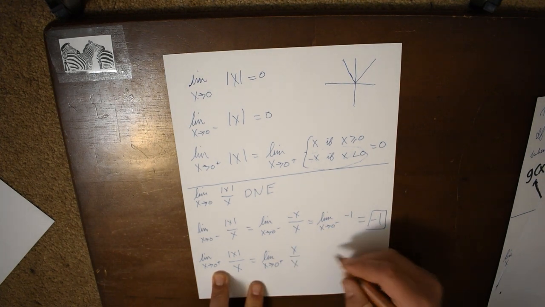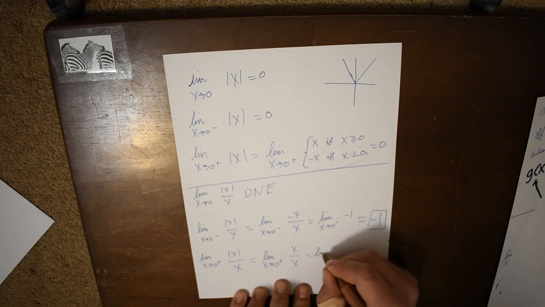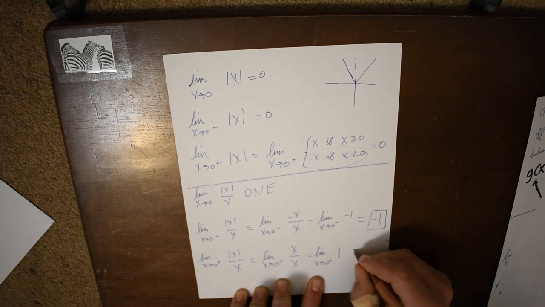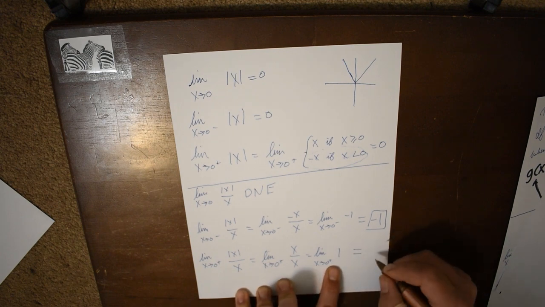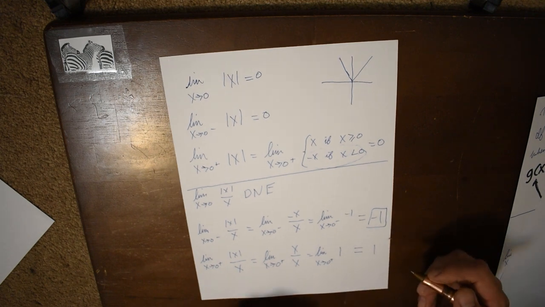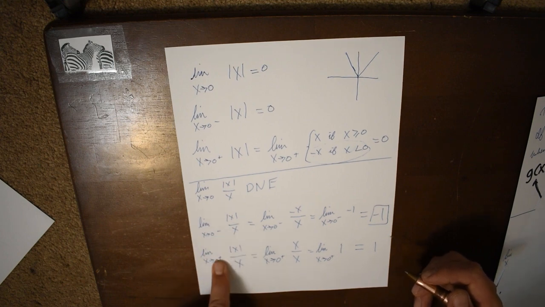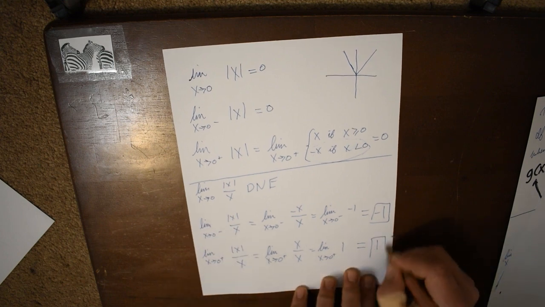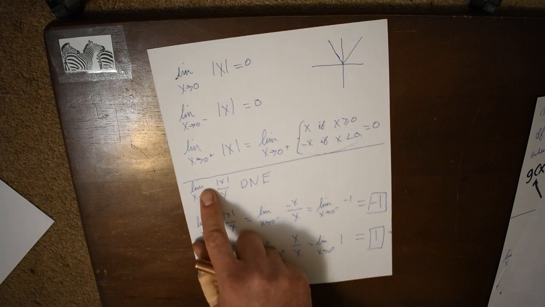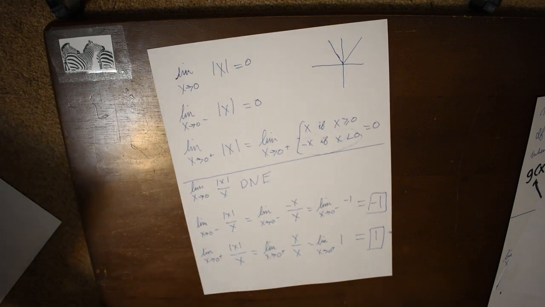X over x simplifies to 1, and the limit of 1 as x approaches 0 from the right is 1. Since the limit from the left did not equal the limit from the right, we know that this limit as a whole does not exist.